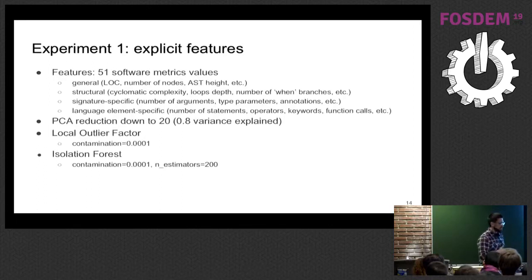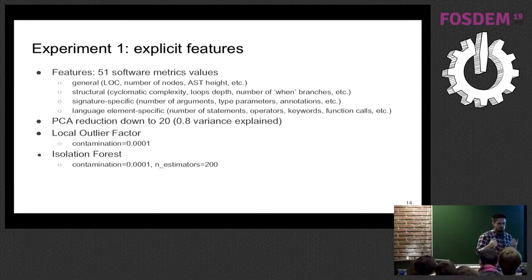So the first experiment was very straightforward. We used explicit features and collected 51 of them, describing different aspects of the code, as you can see here. So for each of 4 million functions, we get a vector of 51 numbers, which we managed to reduce to 20 using the PCA. It's a dimension reduction algorithm, which left us with pretty much most of the variance that we needed, but much more friendly computation time.